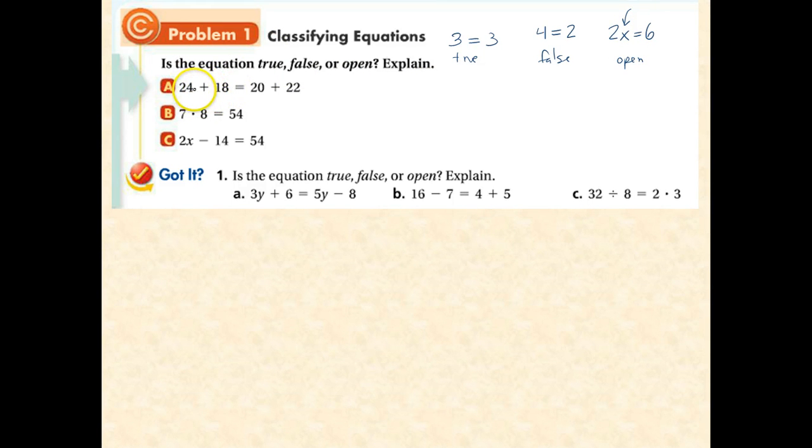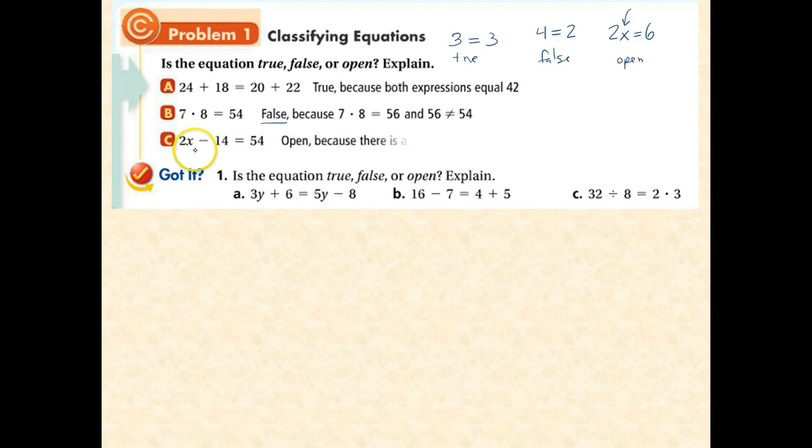So, is this equation true, false, or open? Well, 24 plus 18 is 42, and 20 plus 22 is 42. So, this is true. Well, this guy, 7 times 8 is 56. 56 does not equal 54, so this is false. 2x minus 14 equals 54. Well, that kind of depends on what x is. So we call that open.